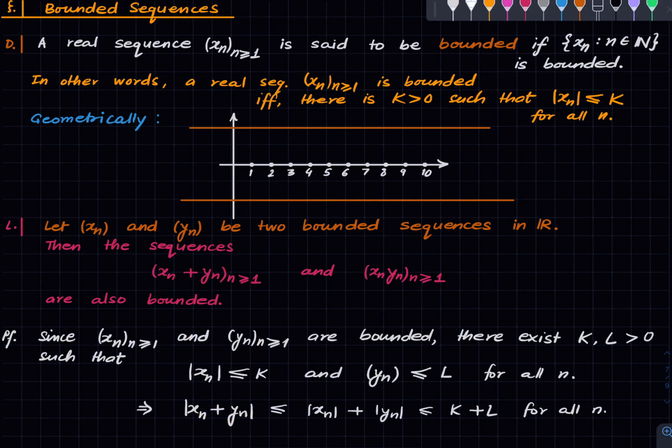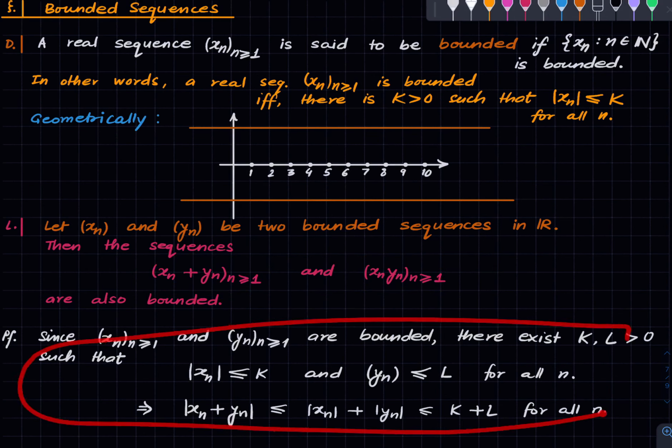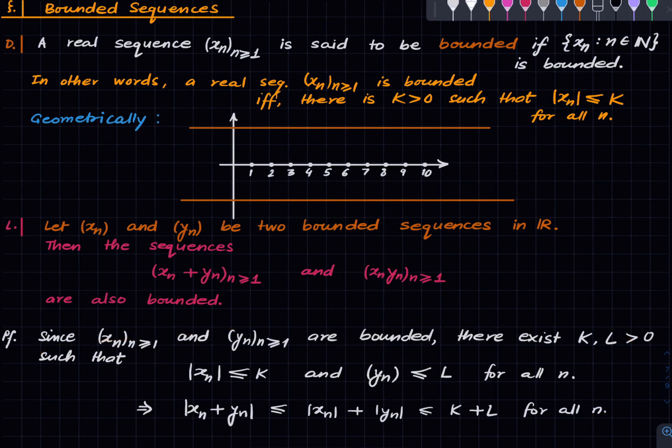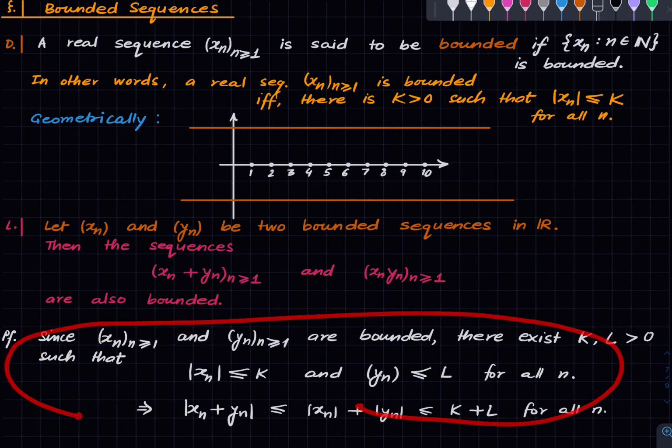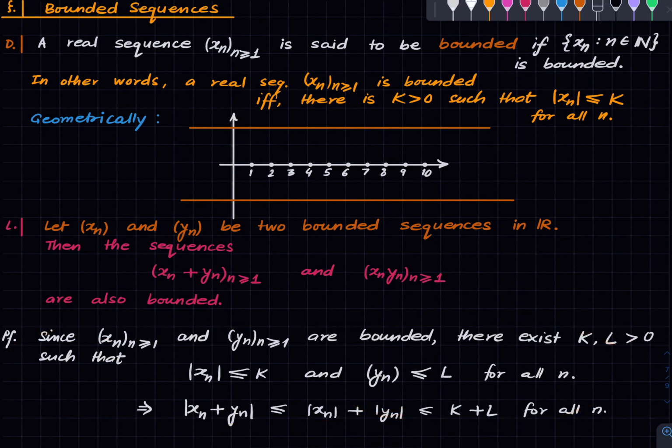However, both of these facts, the fact that the sum and the product sequence are bounded, are just very intuitively clear facts. So all this verbose thing should not confuse you. This is just a formal proof writing exercise. The mathematical content is not at all elusive.